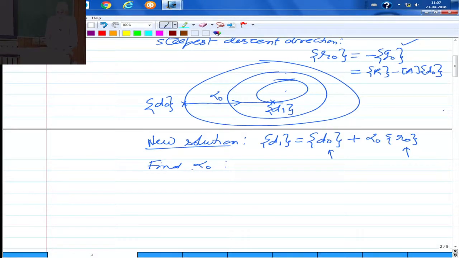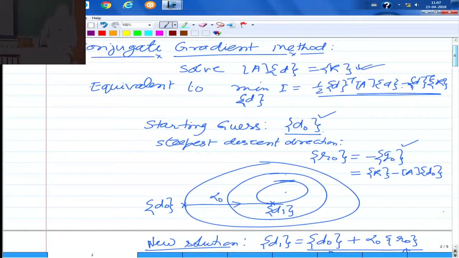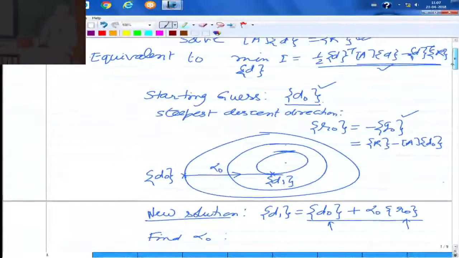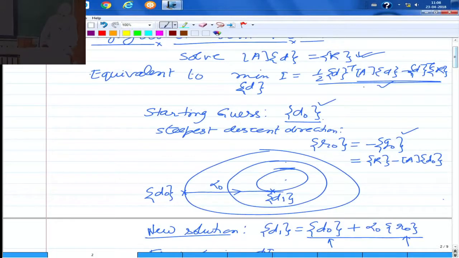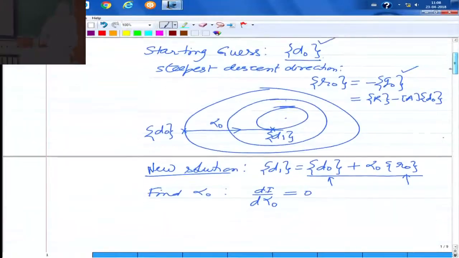So now see, you want to find out alpha naught. So how do we find alpha naught? This solution you are going to substitute into the functional I here, and then find dI by d alpha equal to 0. First order necessary condition for I to be minimum with respect to alpha is dI by d alpha naught equal to 0. And of course when you take the second derivative, that is just going to be matrix A, and we are saying here that A is a positive definite matrix, so this will always lead to a minimum of the function. So we will be approaching towards the minimum.